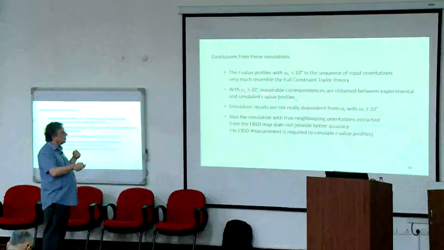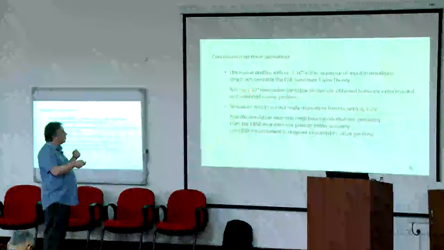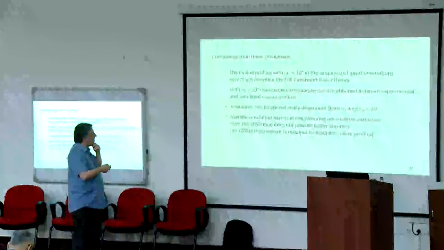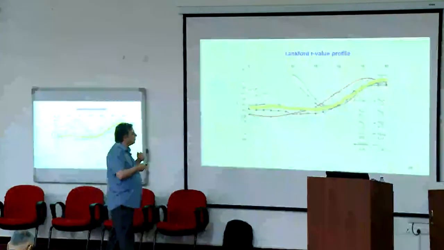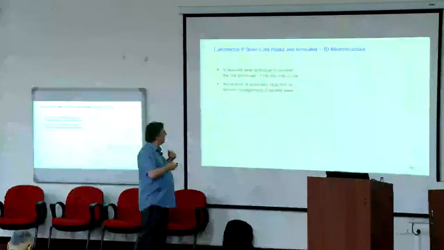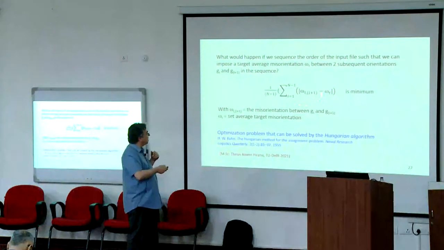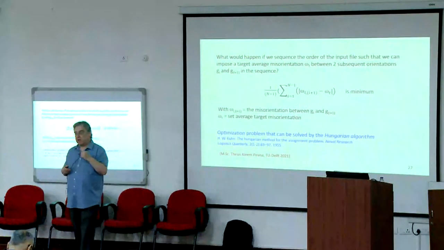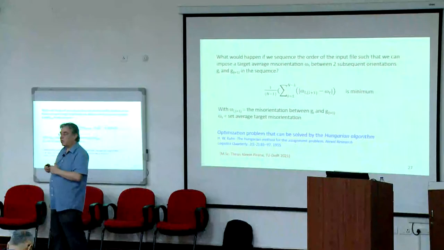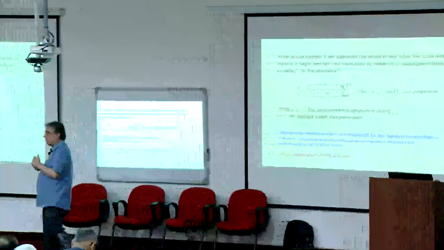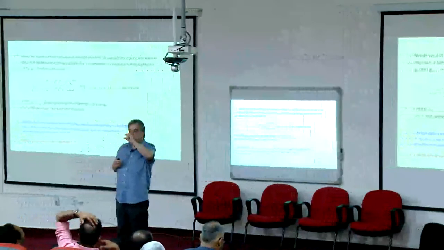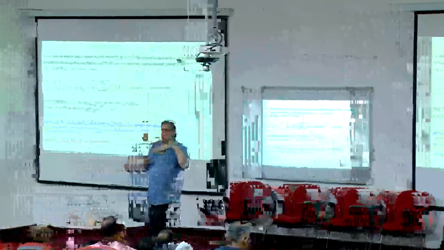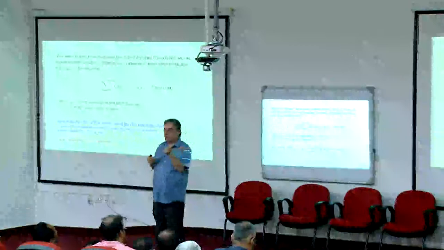Okay, so the conclusion of the simulation was that the R value profiles, except in some cases, are not very sensitive to this. And omega t is the average misorientation. That was also interesting. If you have a set of 100 or 1,000 crystal orientations, how can you order them so that the average distance between the orientations is of a preset value? That is not a trivial question.